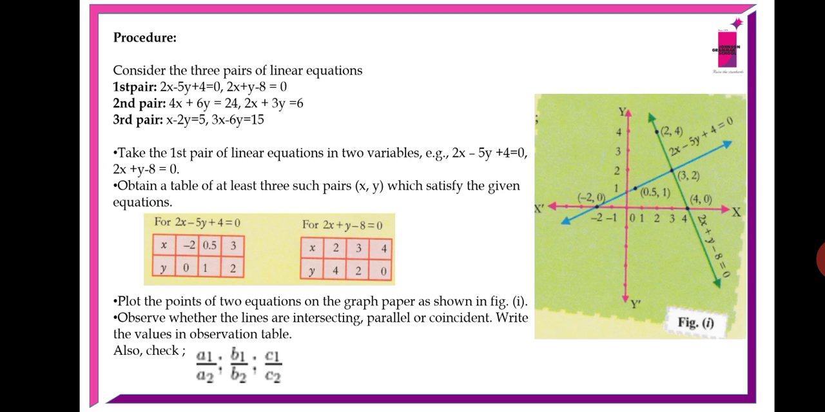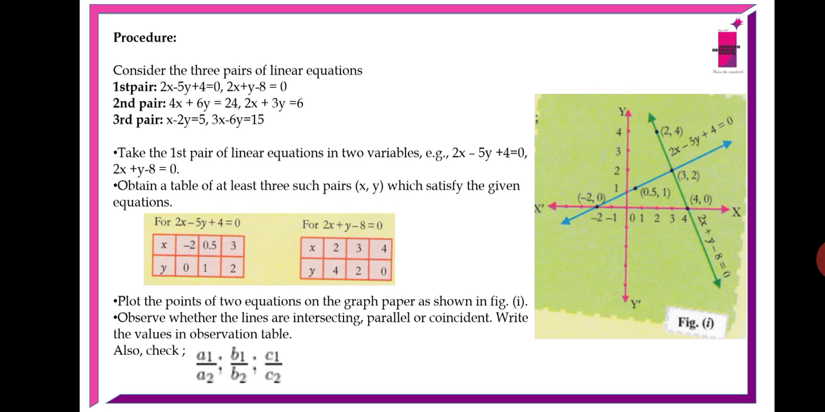Take the first pair of linear equations in two variables, 2x minus 5y plus 4 equal to 0 and 2x plus y minus 8 equal to 0. Obtain a table of at least three pairs x comma y which satisfy the given equation. I have taken x as minus 2 and you get y as 0, x as 0.5 and y you will get 1, x as 3 and y you will get 2. These are the three. Similarly, for the second equation: 2 comma 4, 3 comma 2, 4 comma 0.